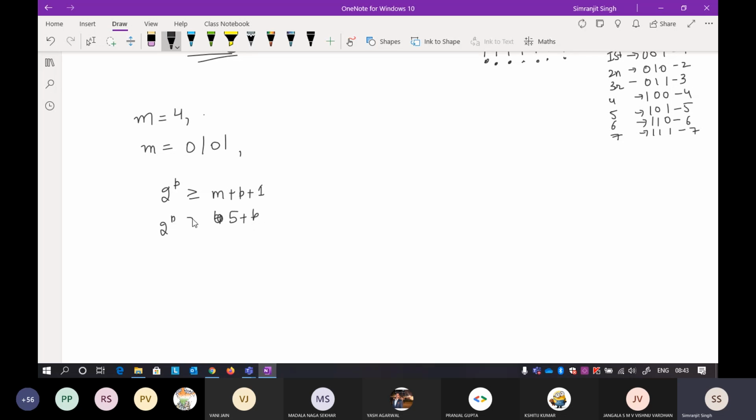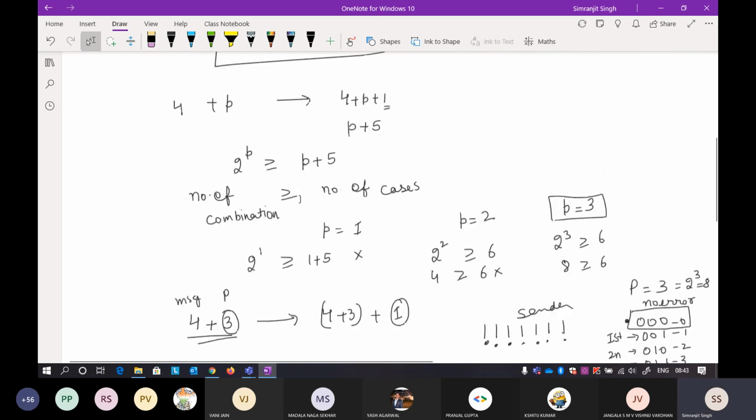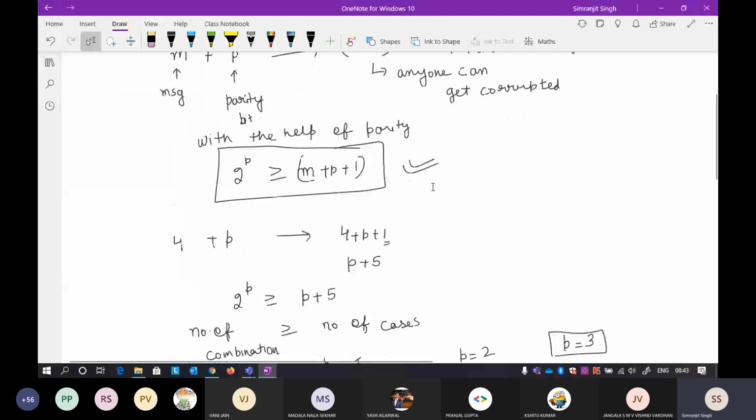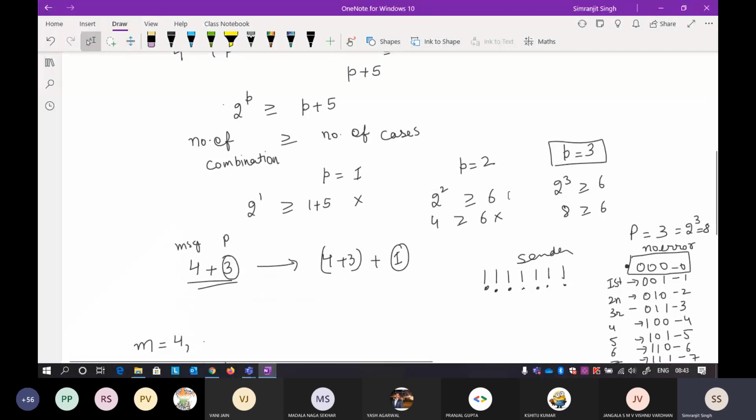And what is the value of p? The value of p is 3, such that this condition is true. Okay, so 2 raised to power 3 is 8, greater than 8. Okay, so in this particular case this is true. I think I made some mistake here. Just wait a second. Okay, I think I made some mistake here.